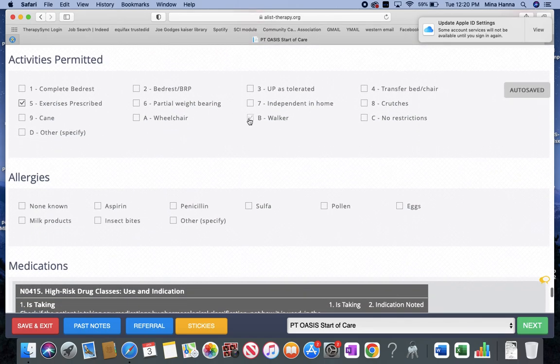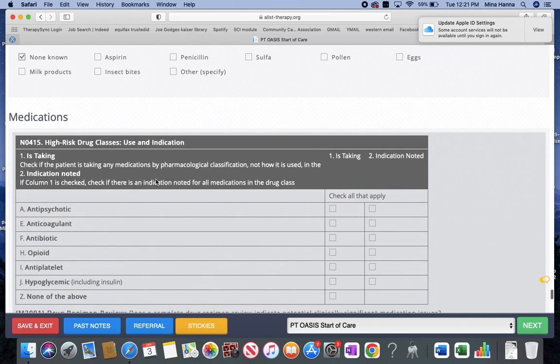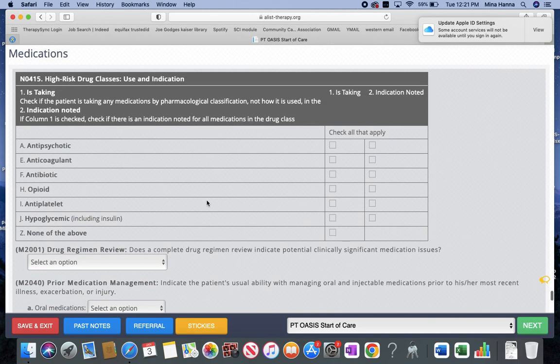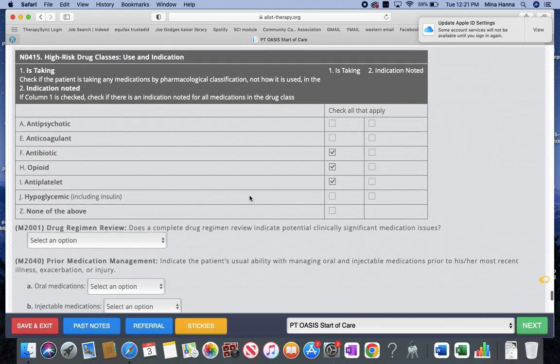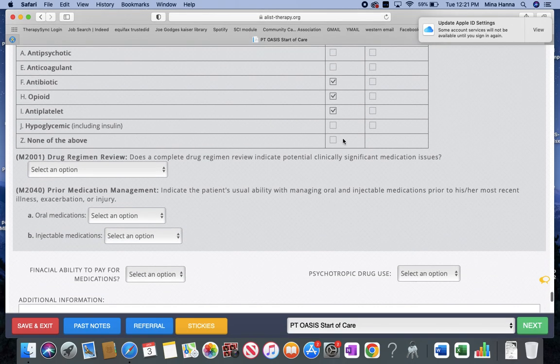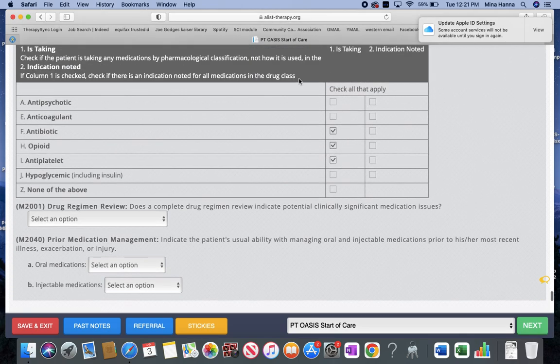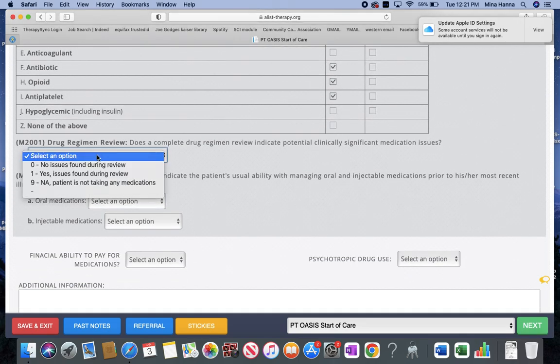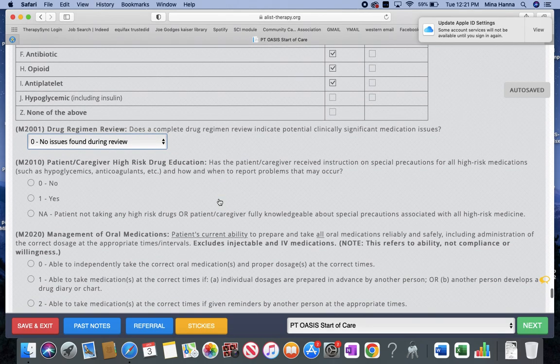You prescribed exercises. You also tell them about the walker. They have no allergies. Again, high-risk drug classification. Well, he was taking antibiotic. We talked about that. That's about it. Maybe he's taking pain pills. There's opiates. It was there. Maybe he was taking, more than likely, antiplatelets, because those are things that tend to be given to patients after total knee replacement, because that's just what doctors prescribe. So this is something that you would check. If they're not taking any, you would put none of the above. So meaning you have to pay attention to the medications that you're writing down, because someone's going to review it. So you can't just put, oh, yeah, no, he's not taking any of these.